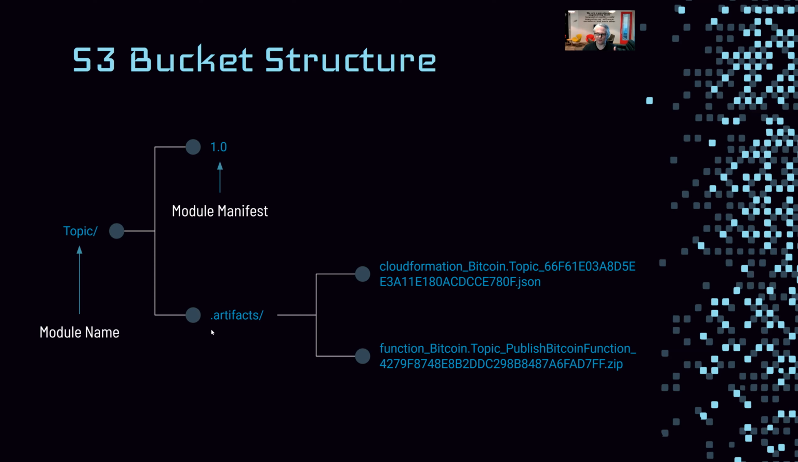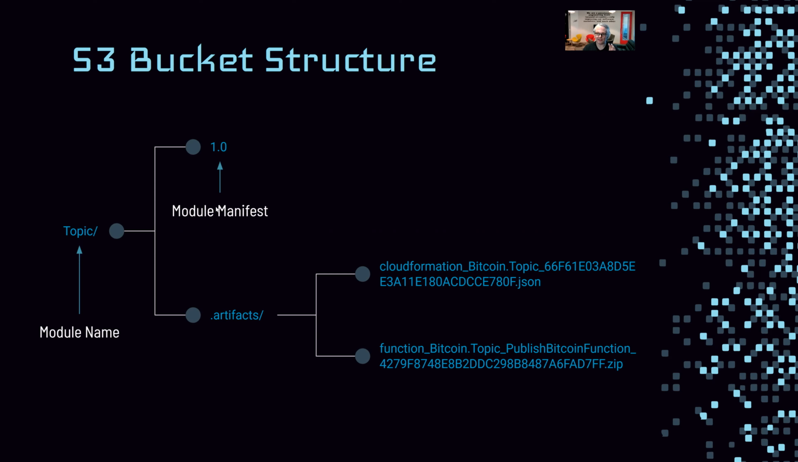In addition, there's a subfolder called .artifacts, which contains all the artifacts of all versions. The reason it contains all the versions is that if you did not change, for example, how the Lambda function is compiled, then the same artifact can be used and there's no need to duplicate it, which would be wasteful. So the .artifacts folder contains all the unique artifacts that are needed in order to create the CloudFormation stack. And again, these are tracked by the module manifest.